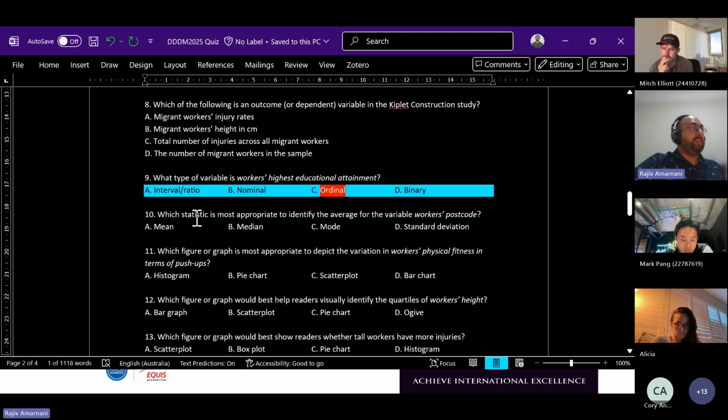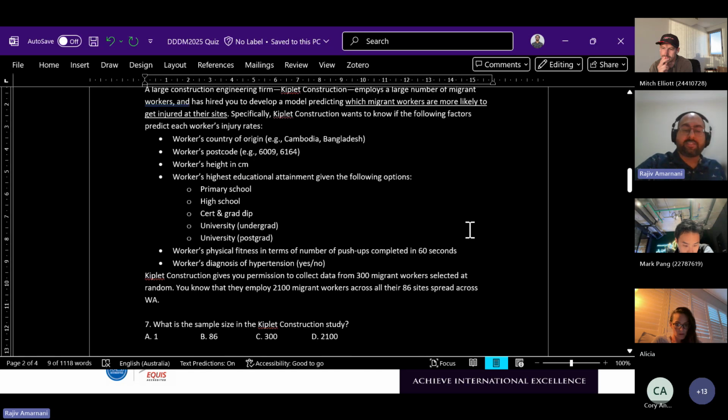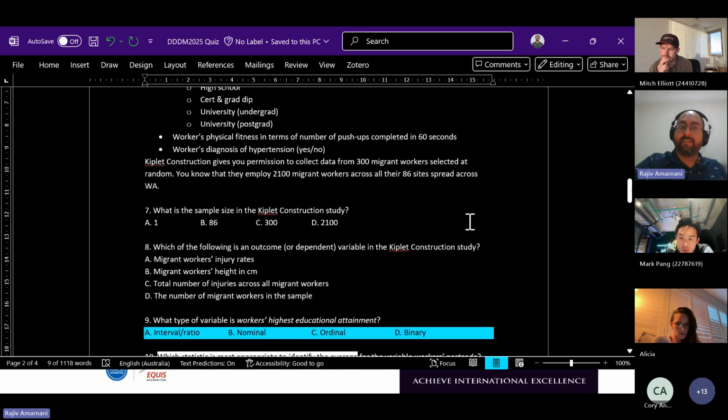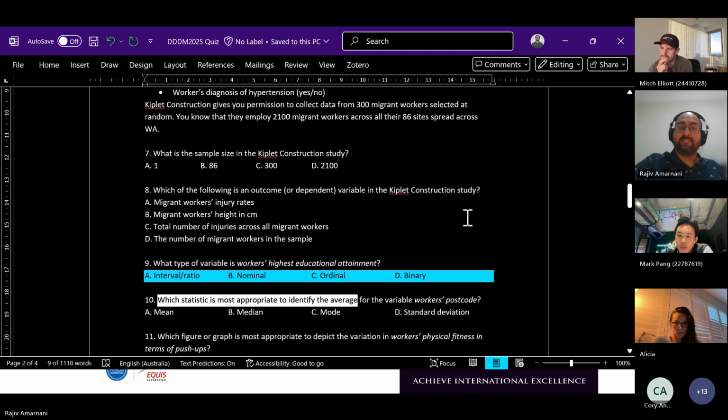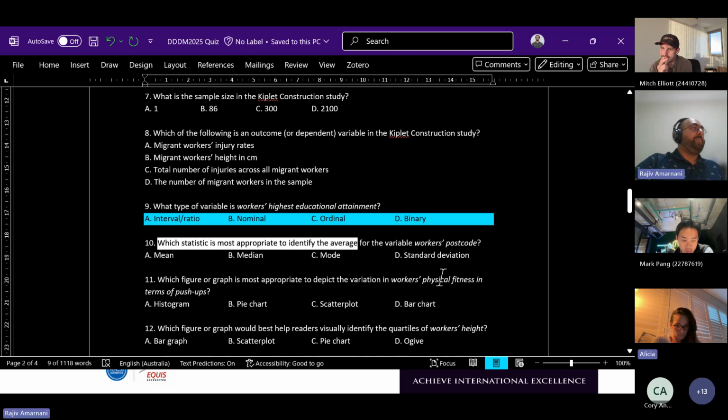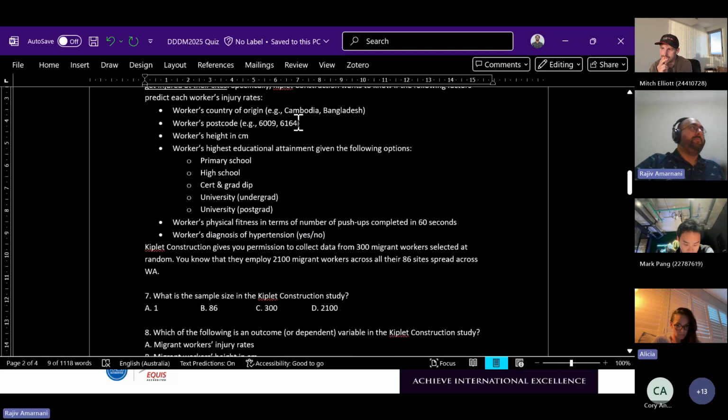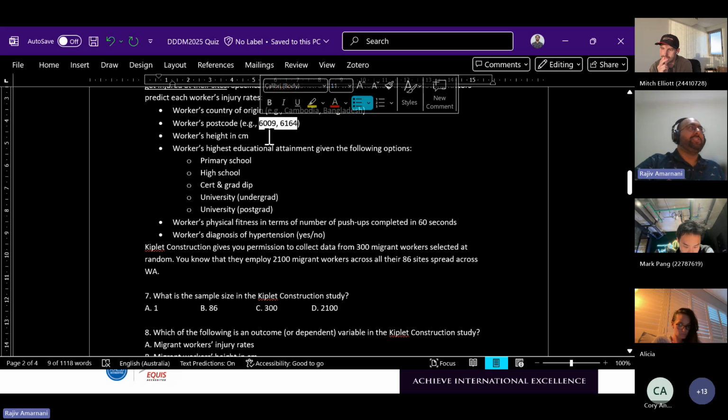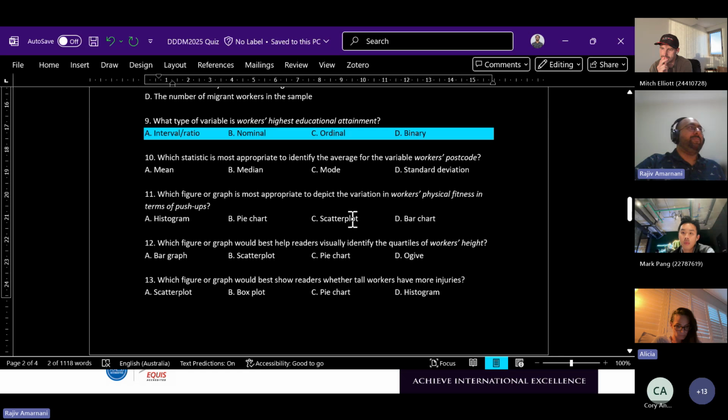Then we have the statistic to identify the average for postcode. Postcode is, sorry, did somebody want to ask something? No? Okay. So postcode is nominal. Like you wouldn't get the average of 6009, 6164. You would just get the one that occurs the most often. So the mode. Yeah, for nominal data, the average is the mode.